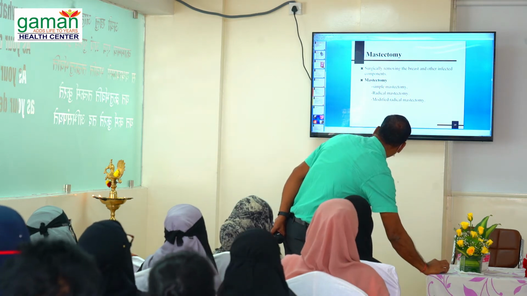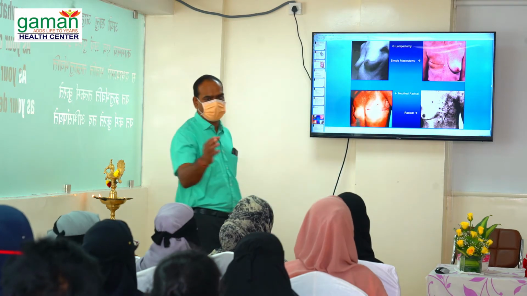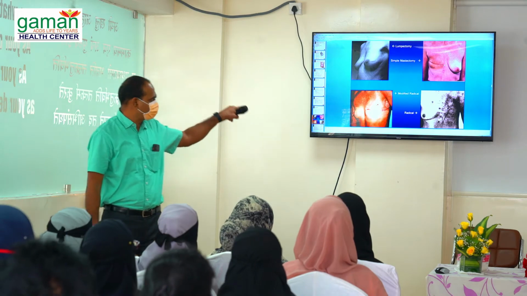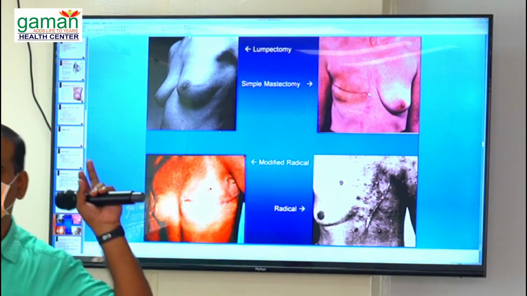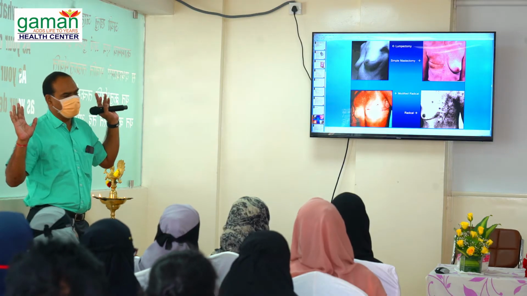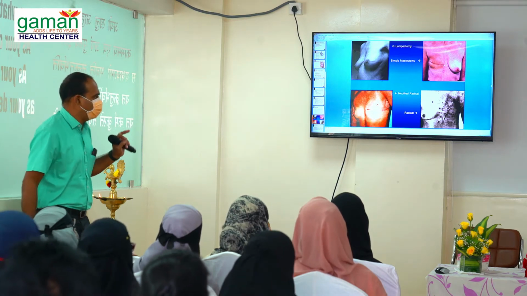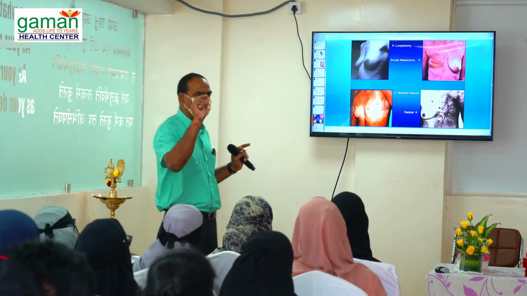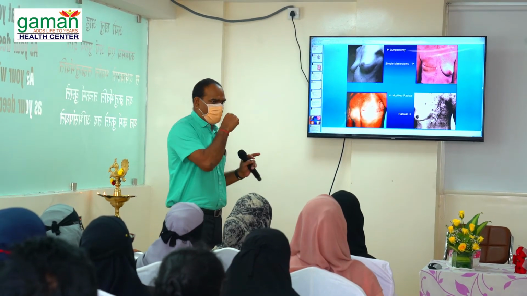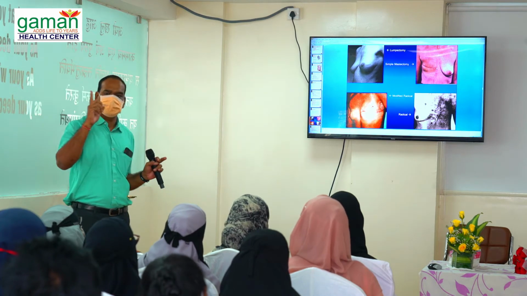Okay, just see the pictures of all these. When the patient comes to your clinic, you can easily diagnose from these pictures which type of surgery the patient has undergone. Just see, first one, lumpectomy: the full breast is intact. Then second one, simple mastectomy: only the breast is removed. Third one, modified radical: along with the breast, some of the lymph nodes. And last one, lymph nodes, breast tissue, and some part of the chest.